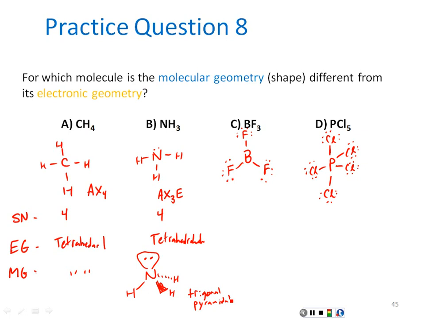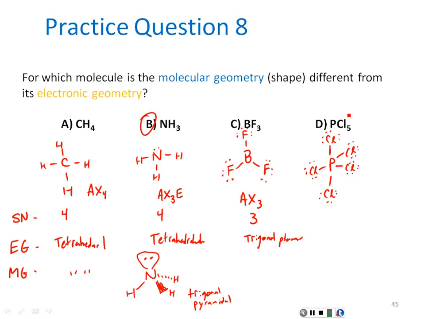All right, let's continue on. We know that B is the answer. The molecular geometry is different than the electron geometry. But let's continue on with the other two. BF3 would have a formula of AX3, steric number of 3. The electron and molecular geometries would be trigonal planar.